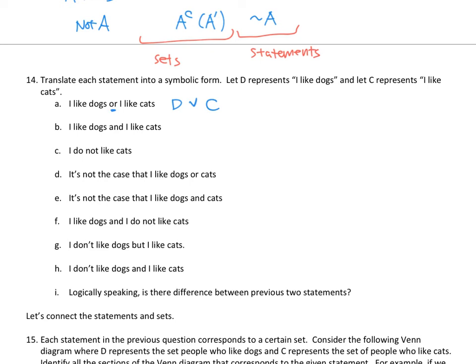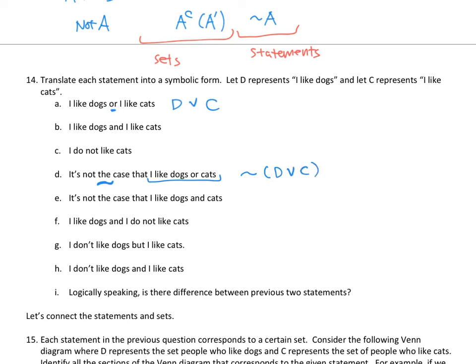Let's skip to part D. It's not the case that I like dogs or cats. Okay, so it's like I like dogs or cats, but they are saying it's not the case. So I feel like that's tilde, which is the complement or the opposite, right? Or negation. So it's like tilde, dogs or cats.